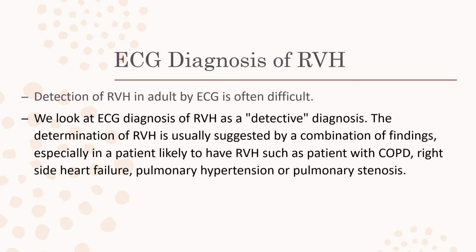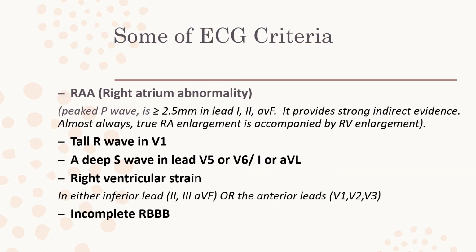Typically, we look for this in somebody who's got COPD, long-standing pulmonary issues, or pulmonary valve problems. One thing we can look for is right atrial abnormality, so that prominent peaked P wave in our pulmonary leads, which are 2, 3, and AVF. Almost always true right atrial enlargement is accompanied by right ventricular enlargement.